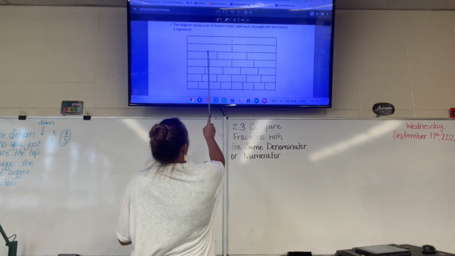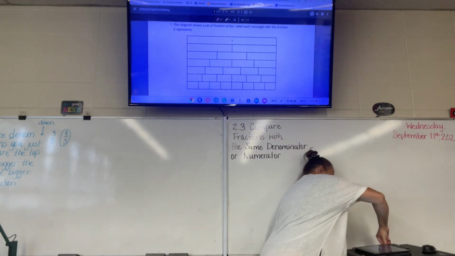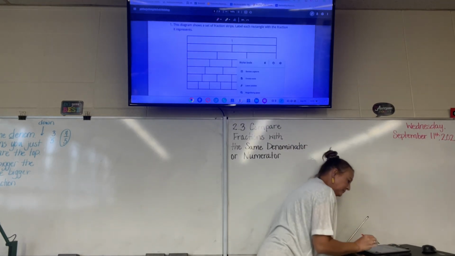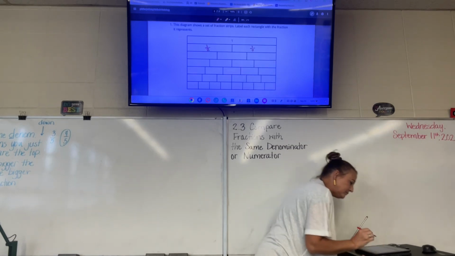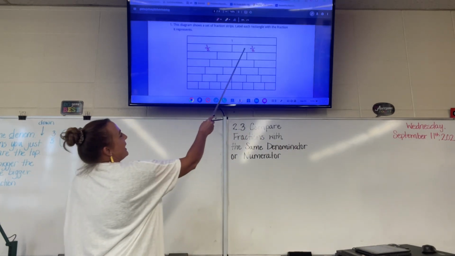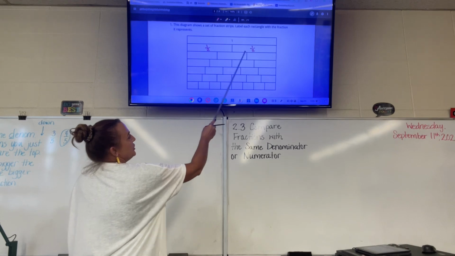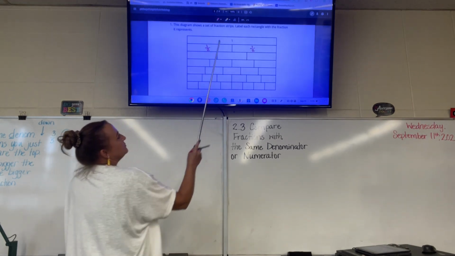Okay, 1/2 here, 1/2 here. That's what I want you to write down. 1/2, 1/2. So 1/2, write it. 1/2, write it. Okay? And notice how many halves are there? 2. And so the denominator is 2.